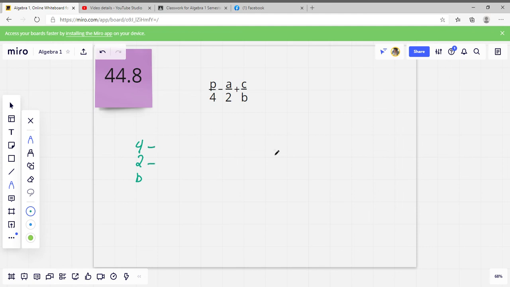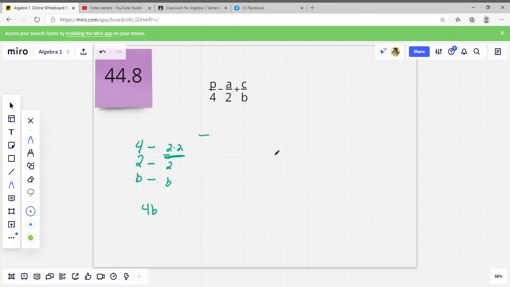let's see, when we find the least common multiple, we have to break this into factors. So that'd be 2 times 2. That one would just be 2, and this one would just be b. The most amount of times that the factor 2 is used is right here, 2 times 2. That'll be 4, and then I have to bring the b in there, so 4b.